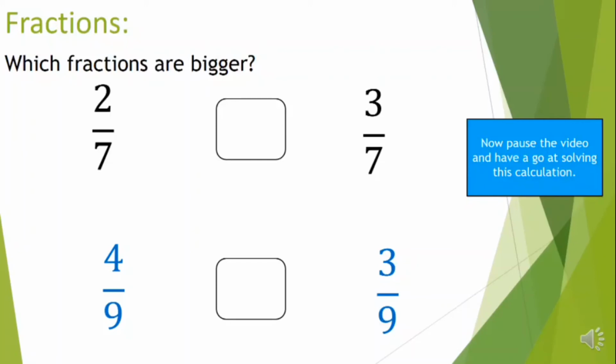Now you've had a go at that. 3/7 is bigger than 2/7, and 4/9 is bigger than 3/9.